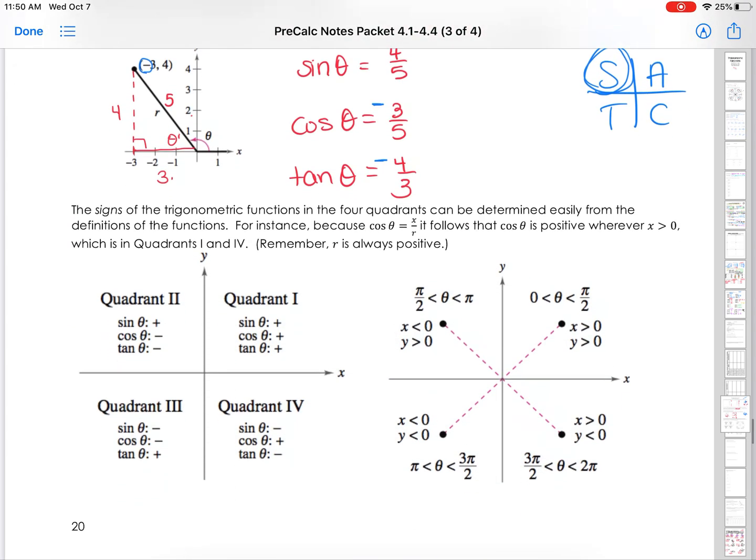All right, so again, just to reiterate from the other day, when we are in these different quadrants, this is that all students take calculus to help us remember these. So the signs for trig functions for the 4 quadrants can be easily taken from the definitions of the functions. For instance, because cosine is going to be x over r, it's going to follow that cosine is positive whenever x is positive, which is going to occur in quadrants 1 and 4. Remember, the radius is always going to be positive because that's a distance. It's a measurement of the space from the origin to the outside of your circle.